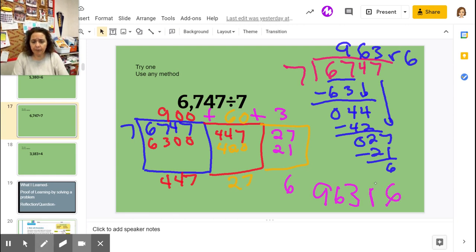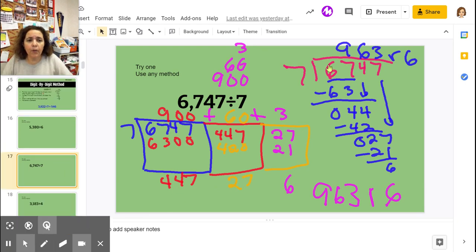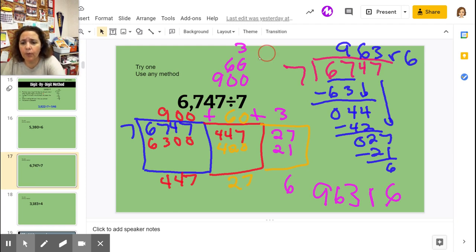If you did it the other way, it just would have been like this, but with a 900 at the first, right? 900, then 60, then 3 at the top, and then you would have had 6 left over. So either way, digit by digit, expanded notation, or place value sections, you still would get the same answer. And this one you would also have 6 left over as the remainder. And this would have been the 963. The 9, the 6, and the 3 would all line up. Okay. All right.